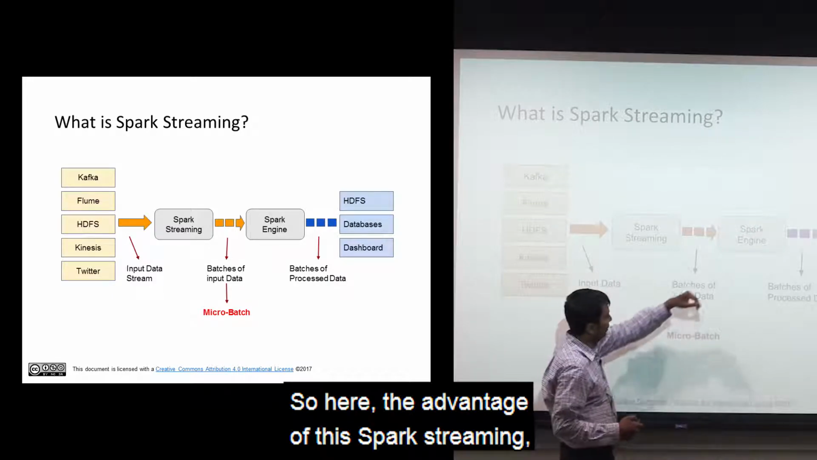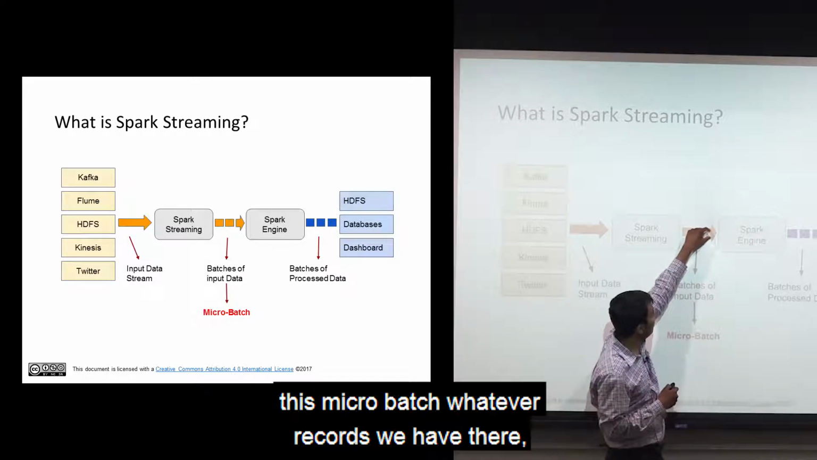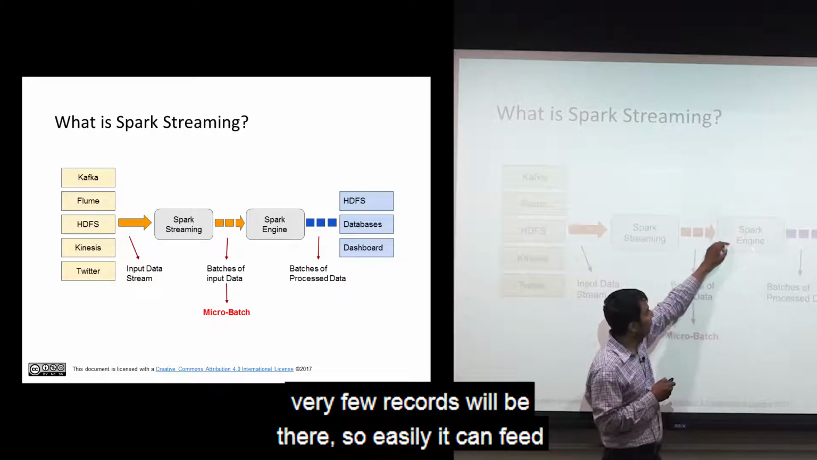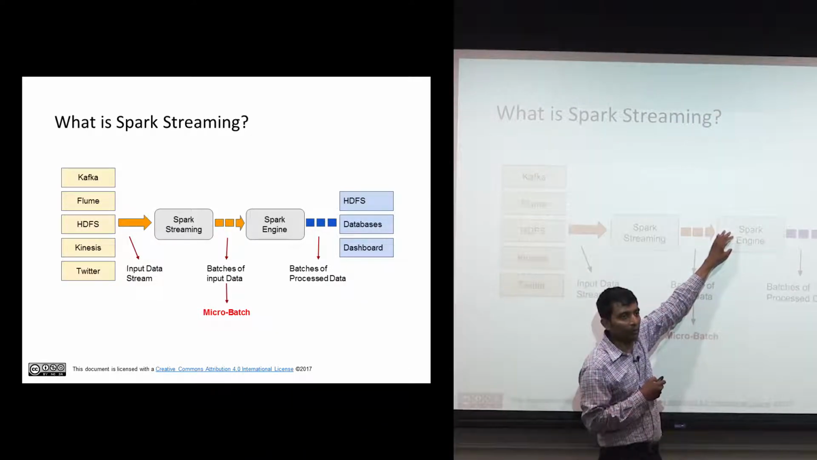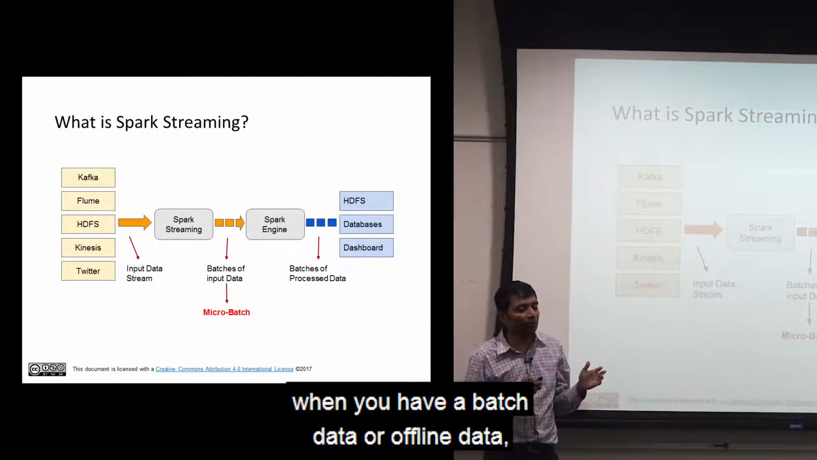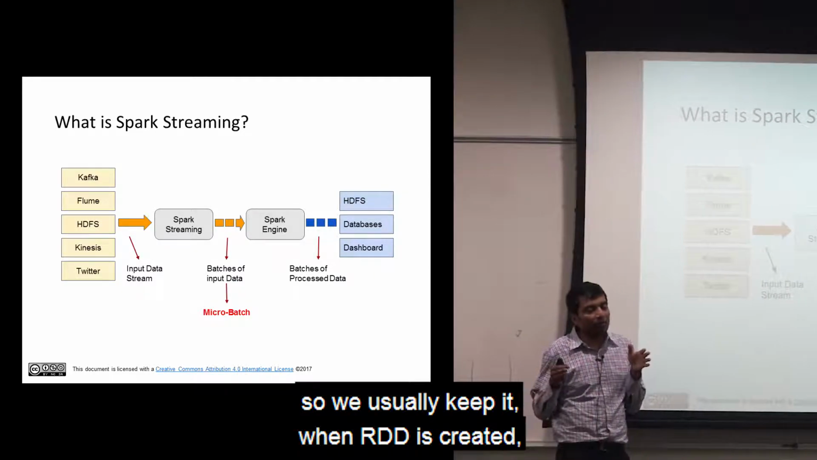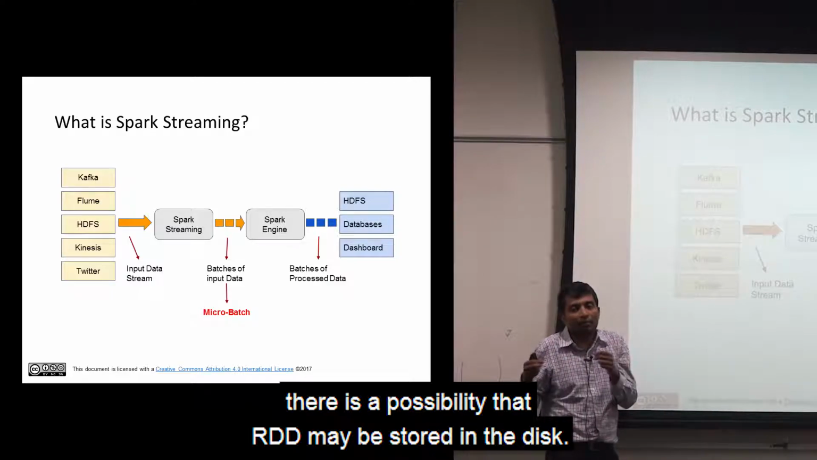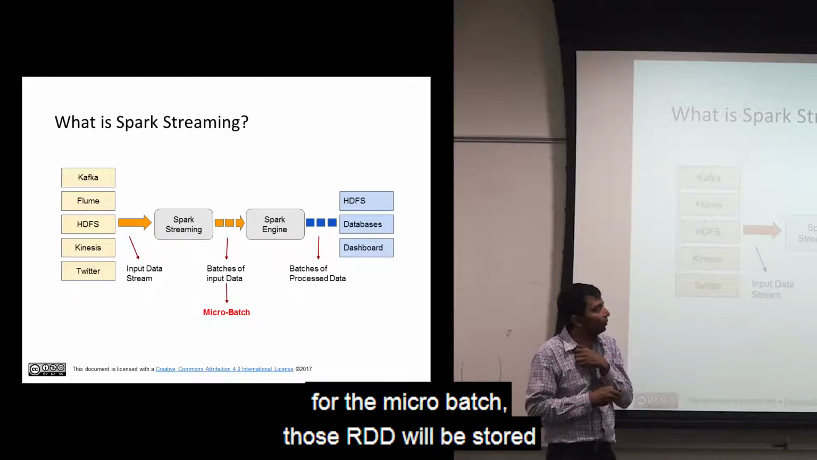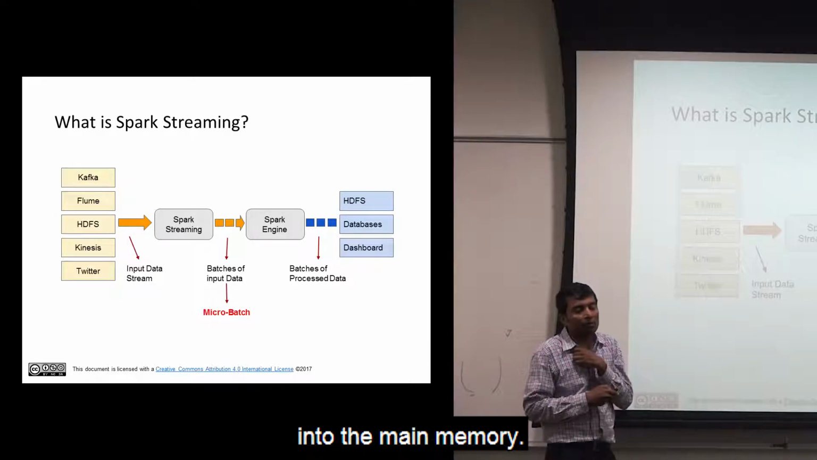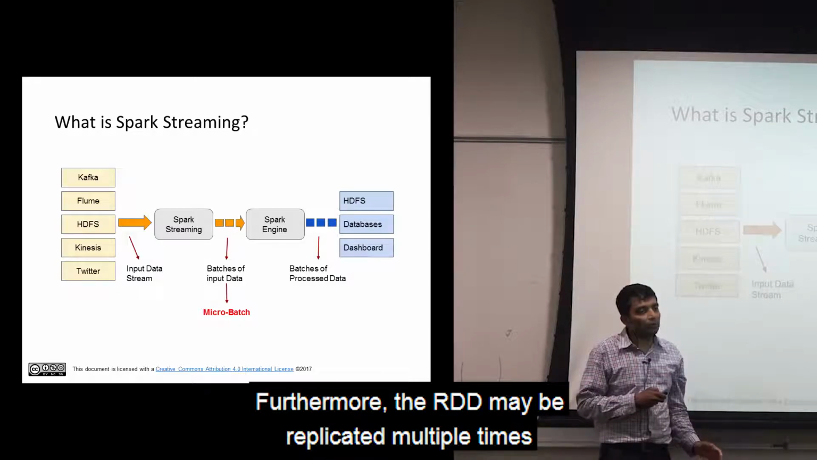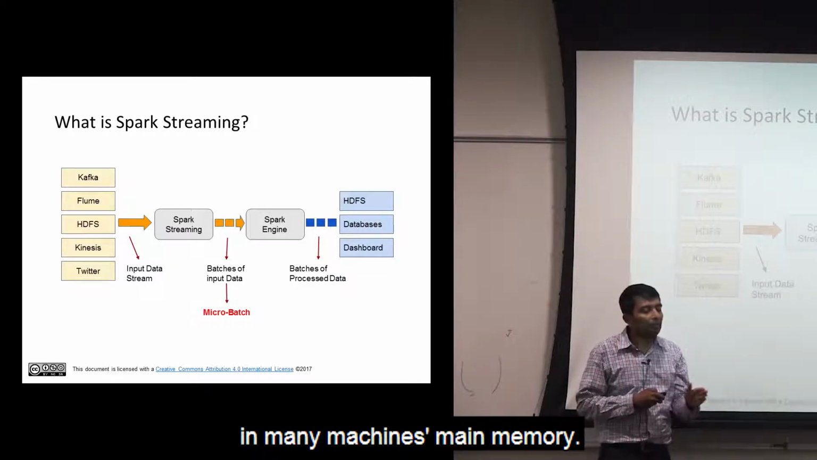The advantage of Spark Streaming here is that a micro batch has very few records, so it can easily fit into one machine's main memory. In a previous Spark context, when you have batch or offline data, when an RDD is created there is a possibility that the RDD may be stored on disk. But in this case, the RDDs we are creating for the micro batches will be stored in main memory. Furthermore, this RDD may be replicated multiple times in many machines' main memory.